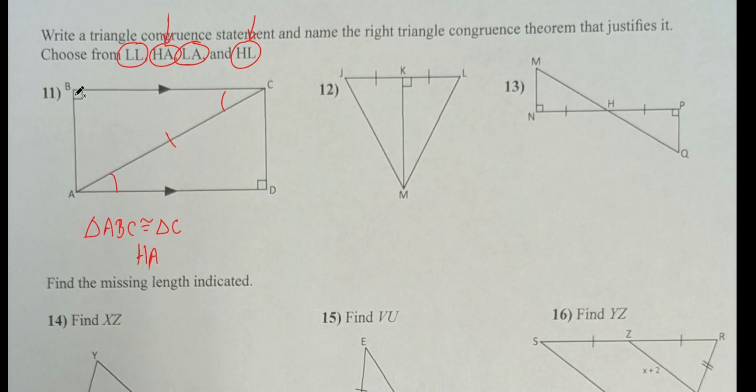And now if I went B, B is the right angle. What's the right angle over here? D. And then what else is left? It's just the A. Correct? Because C's got the one arc, A's got the one arc. There you go. That's how you do that problem.